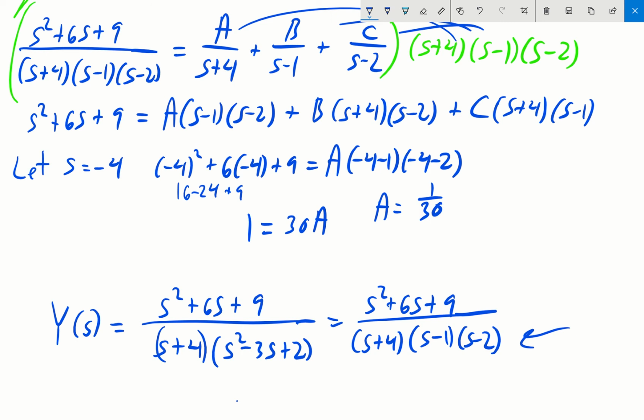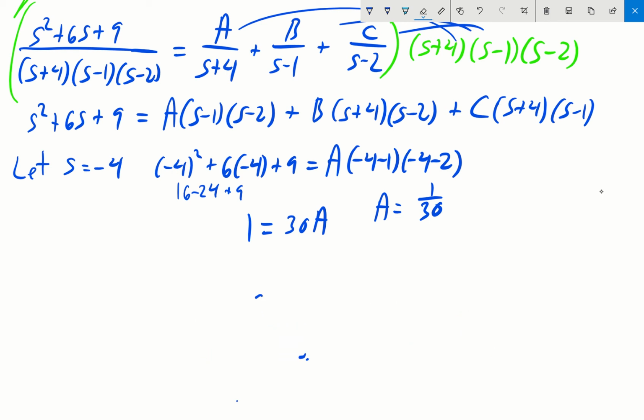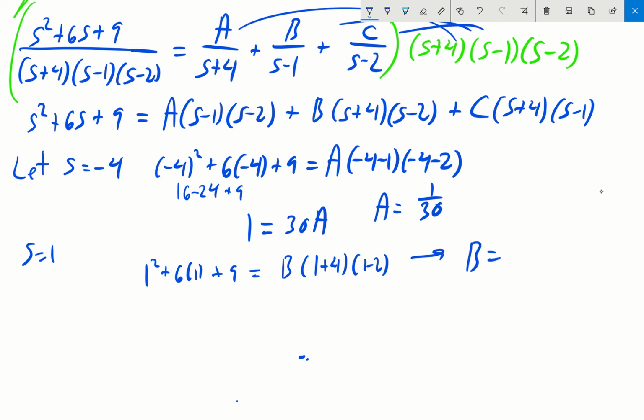And actually, I believe this might have been one that we already looked at from before. I knew this looked familiar. But let's go ahead and finish it up. Recall, to find B, let s be equal to 1. We would get 1 squared plus 6 times 1 plus 9 would be equal to, if s is 1, then the first term cancels and the last term cancels. So we simply get B times (1 plus 4) times (1 minus 2). That's 16 equals negative 5B. So B equals negative 16 fifths.